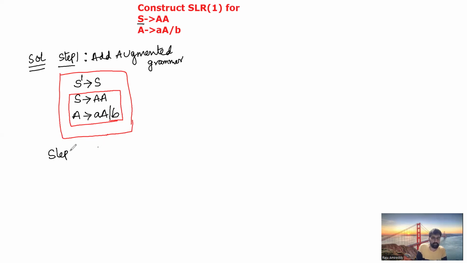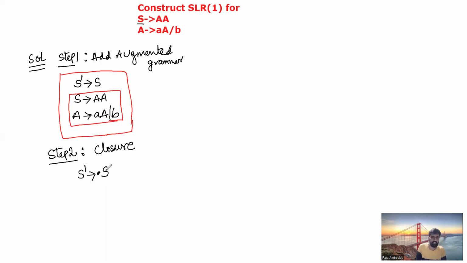In step 2, we are going to find the closure. Here, the closure means first you take the first production. What is the first production we have? S' → S. When you find the closure, you just mention a dot before S. This is called a closure. After the dot we have S.